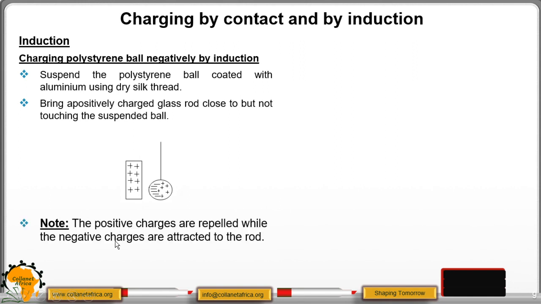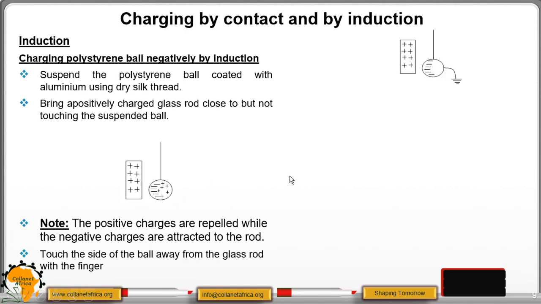Then after that, you are supposed to touch the side of the ball away from the glass rod with the finger. So when you touch as shown, you will find that the electrons from the earth will come and neutralize the positive charges that are here. In other words, the electrons from the earth and the positives on this side that were repelled will cancel one another, and we say that they are neutralized. All that is left is the negative charges in our ball.